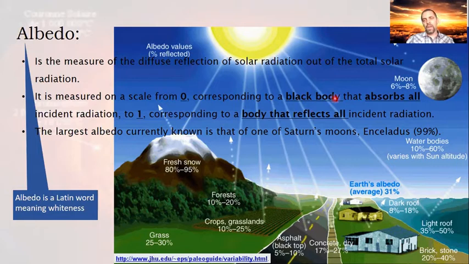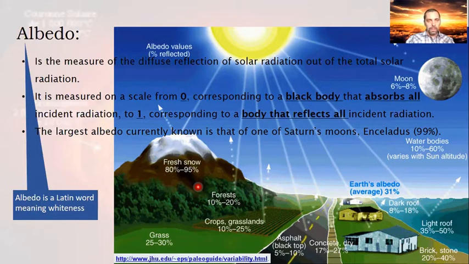The Earth's average albedo is 31%. Fresh snow reflects a lot of light. Albedo is 80–90%. The grass area 20–30%, and forest actually just around 10–20% of the light reflecting.